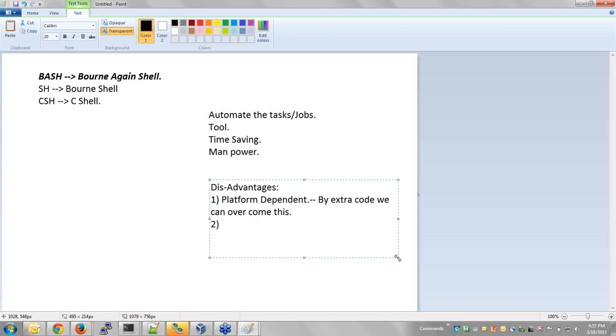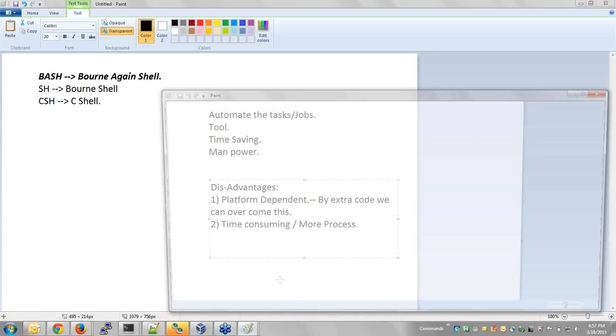Now we have another small disadvantage with shell scripting: it is time consuming and takes more processes. Why is it a little time consuming? Let me give you a small example. All the time we talk about shell scripting, it is about grouping commands. So whenever we group the commands, what happens basically? Let me give you a small example.